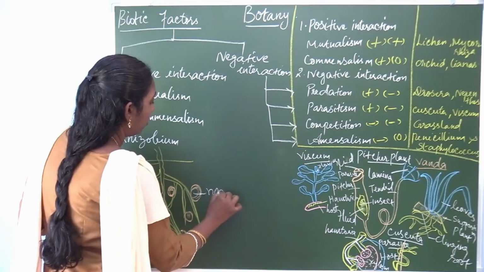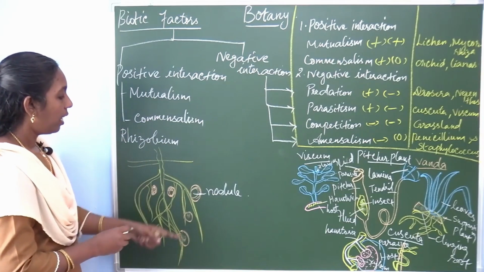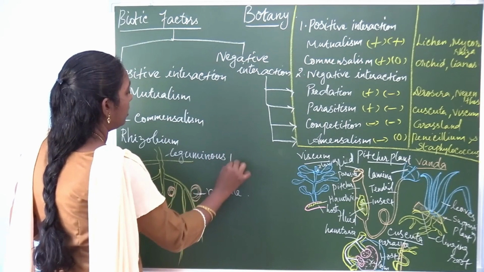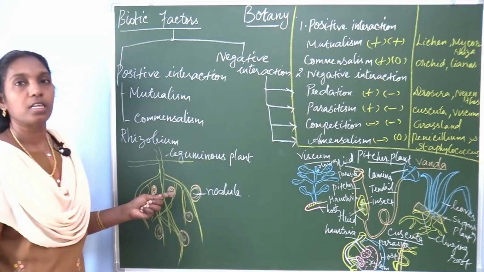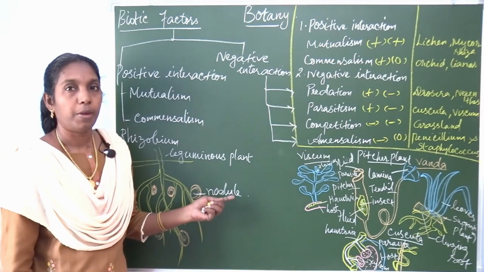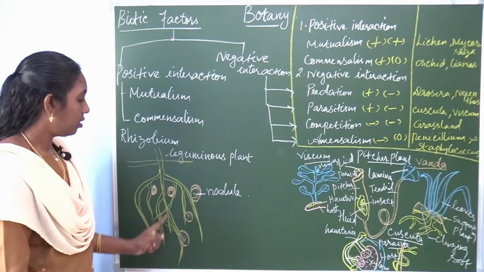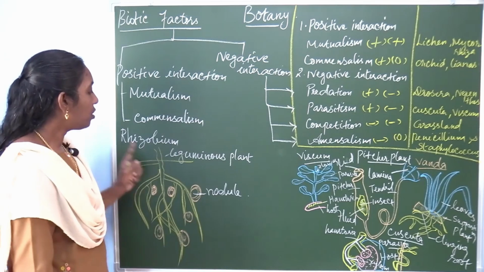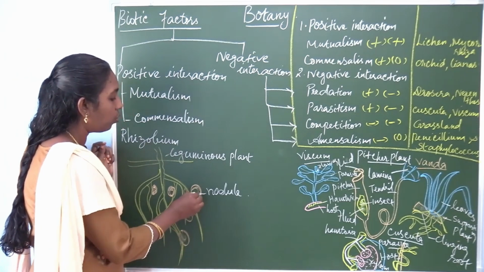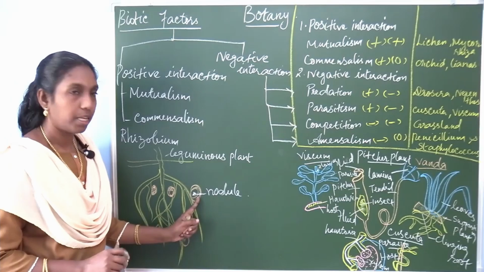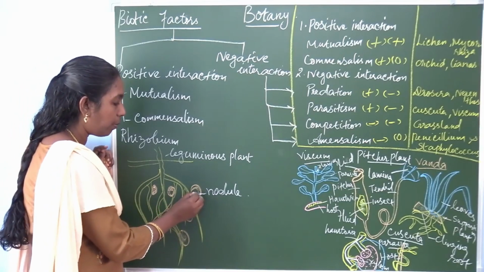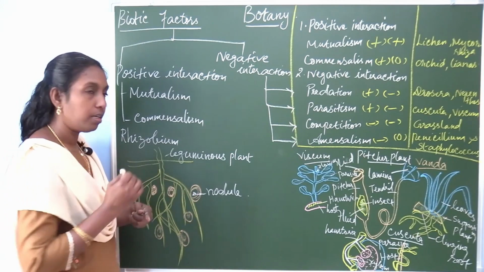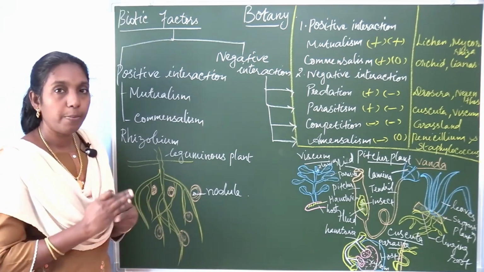This is the root nodule. It is found in leguminous plants, the legumes, pea plants, pea varieties. This is a dicot plant with a taproot system which contains root nodules. So Rhizobium is the bacteria which is present in the root nodule. The nodule gives shelter to the bacteria, and at the same time the bacteria fixes nitrogen and gives it to the plant. So both are mutually benefited, and there is no harm.